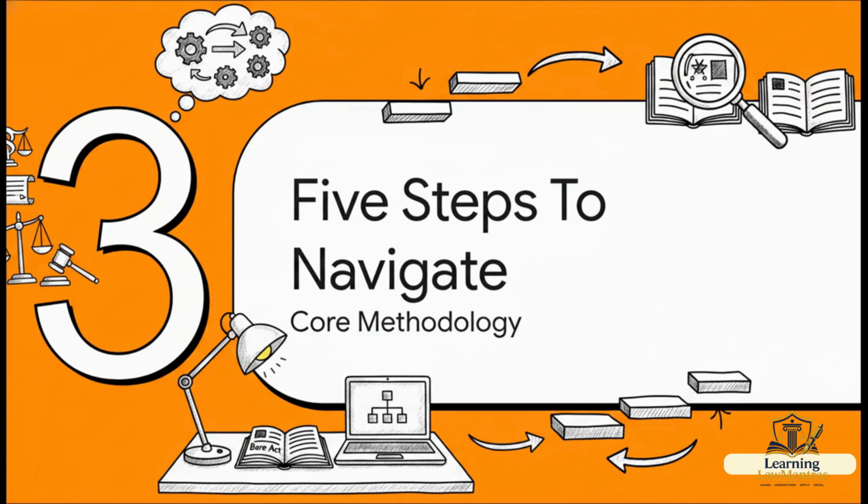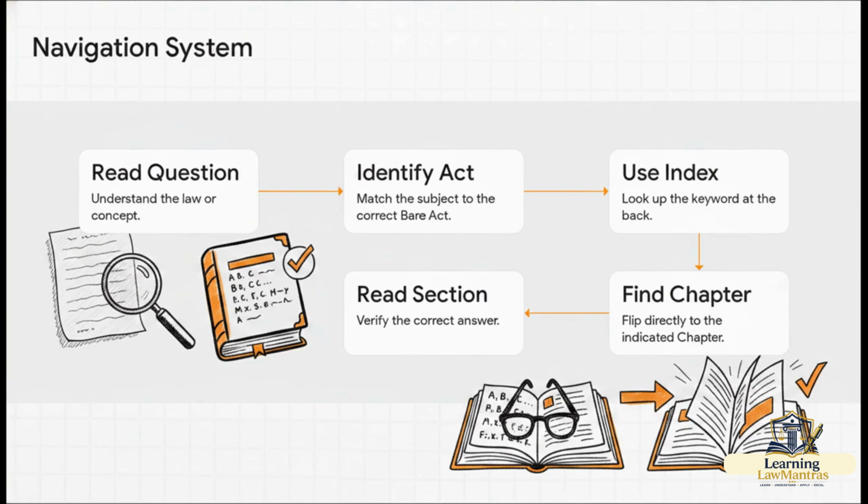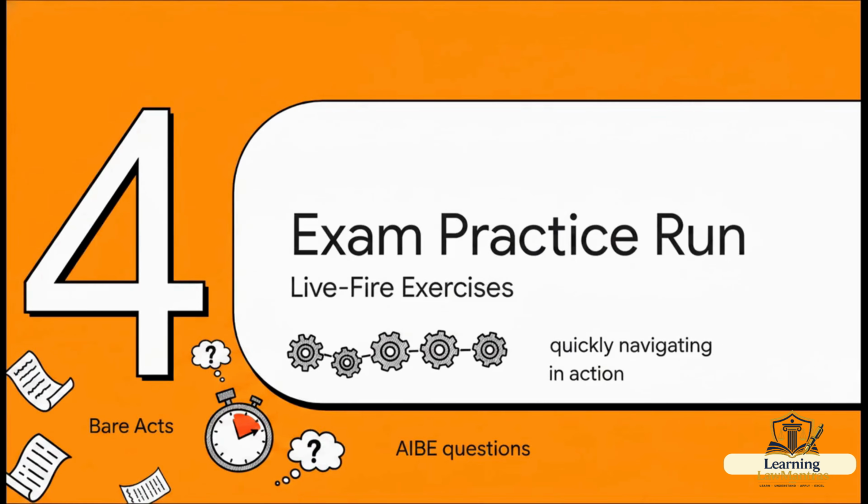Okay, part 3, the 5 steps to navigate. You're going to want to memorize this 5-step system. It's so simple. Step 1, read the question. Step 2, identify the alphabetized book. Step 3, aggressively use that index to look up your keywords. Step 4, navigate to the specific chapter. And Step 5, read the exact provision to verify. It's basically a mechanical, repeatable engine. Read, grab, index, flip, verify. Boom, zero guessing required. Which brings us to Section 4, a real exam practice run.